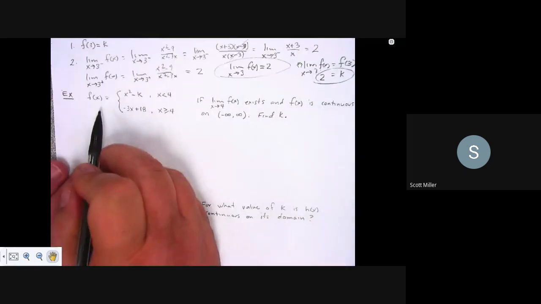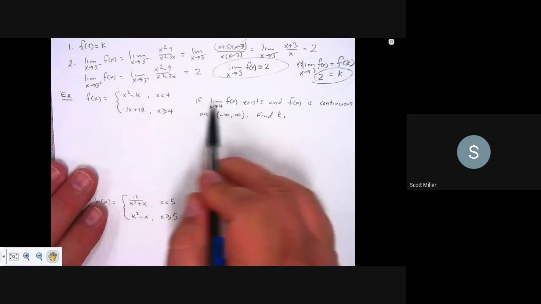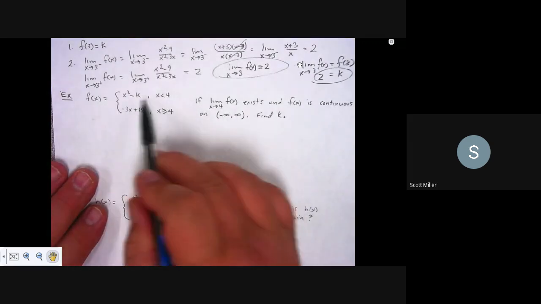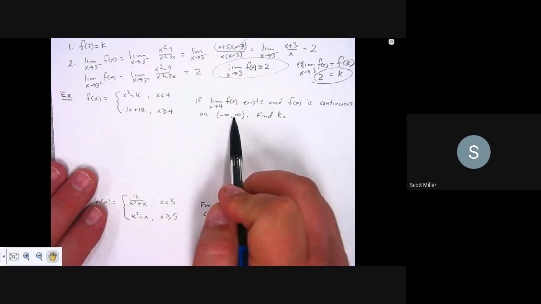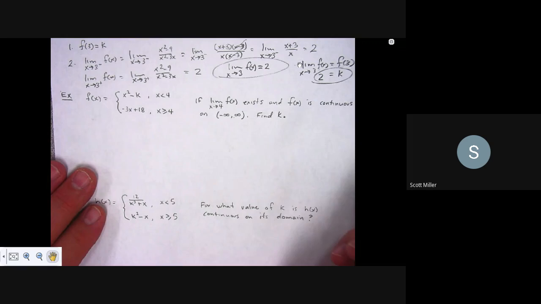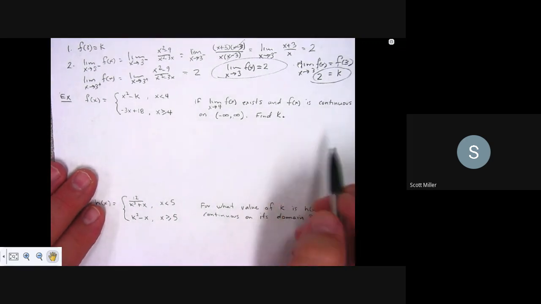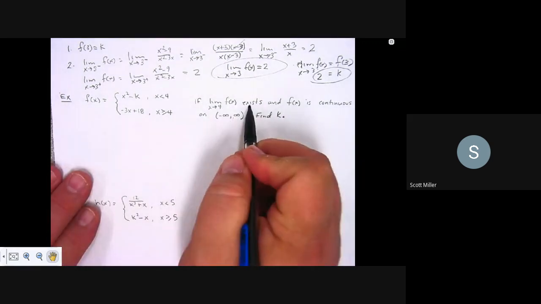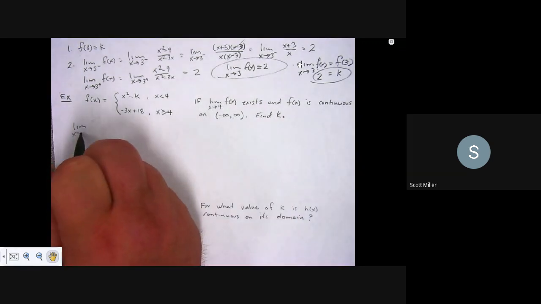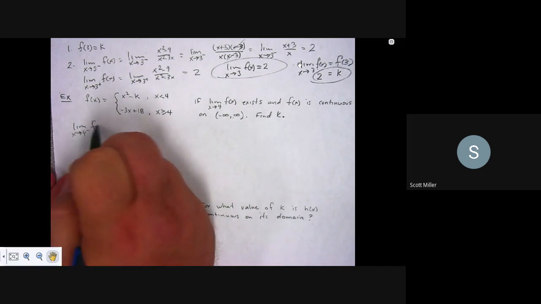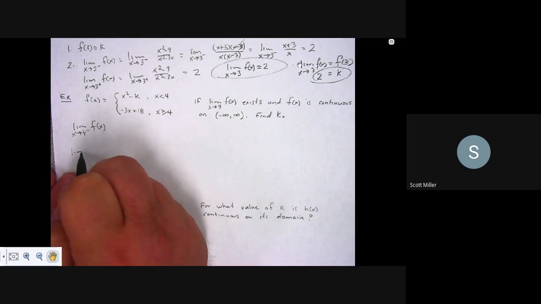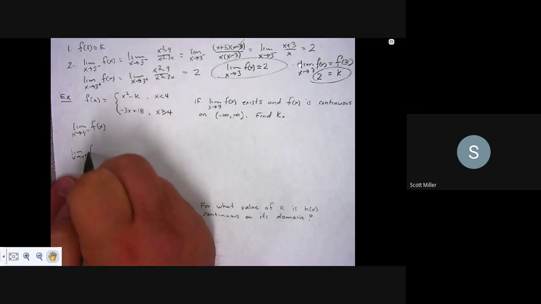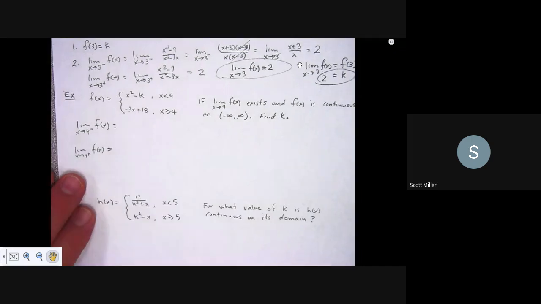Same thing here. So f is defined as this right here. If this limit exists and f is continuous on the entire number line, what does k have to equal? Find k. So if that's the case, then we can go through this entire process right here. And the limit exists means that the limit as x approaches 4 from the left of this function is going to equal the limit as x approaches 4 from the right of the same function. So we know those two things are going to be equal.